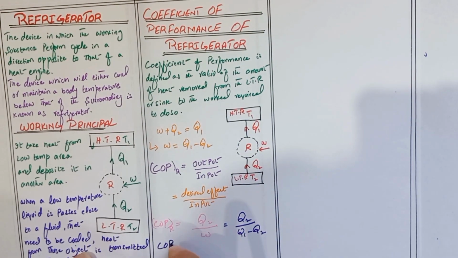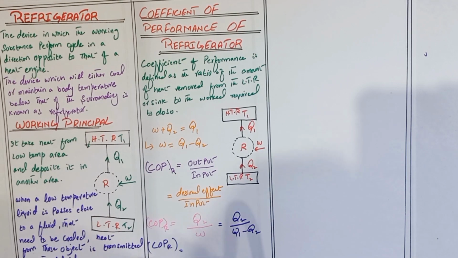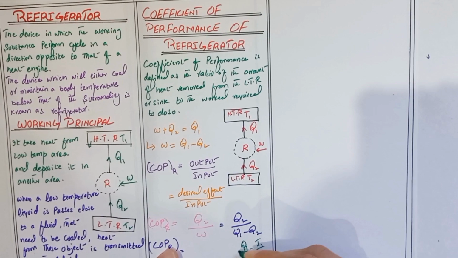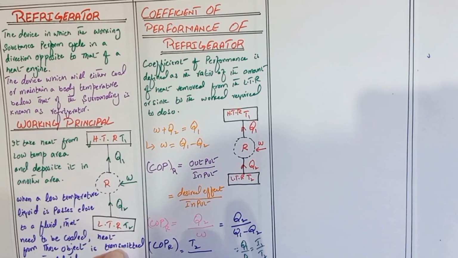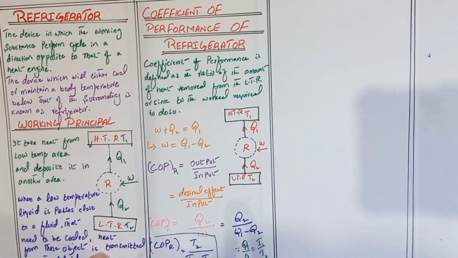So the coefficient of performance is equal to this, and we know that Q1 over Q2 is equal to T1 over T2. So here we can write COP equals T2 over T1 minus T2. That is the coefficient of performance of the refrigerator.